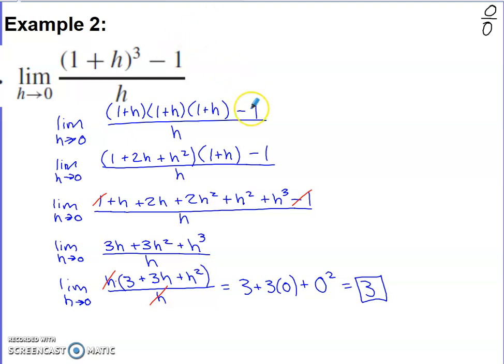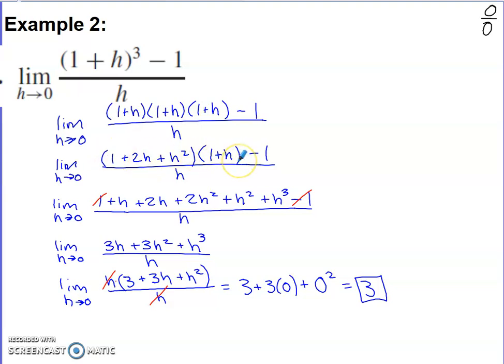Just have that -1 hanging out at the end of the numerator, and then this h is also just along for the ride within the denominator. So when I expand 1 plus h times 1 plus h, foiling that out gives us this result, 1 plus 2h plus h squared. Still have to multiply by this third factor of 1 plus h. And again, the -1 at the end of the numerator and the h in the denominator are still just along for the ride.